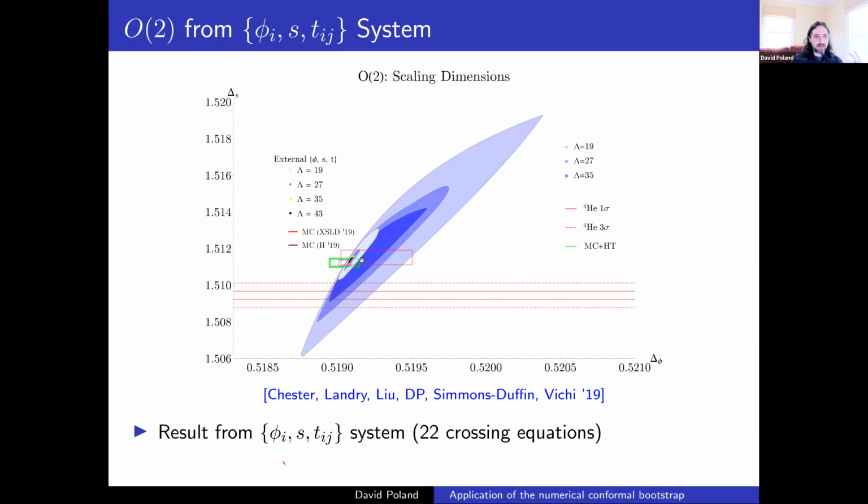You can basically gain about an order of magnitude by going to this larger system of correlators at the same value of lambda. This is showing the best islands that we've computed for the O2 model. This is coming from a system of 22 crossing equations, and as I'll describe in a moment, it's also using this OPE scan method.